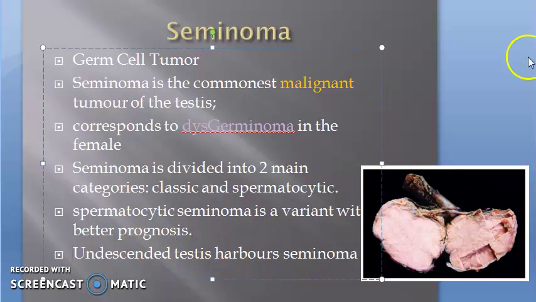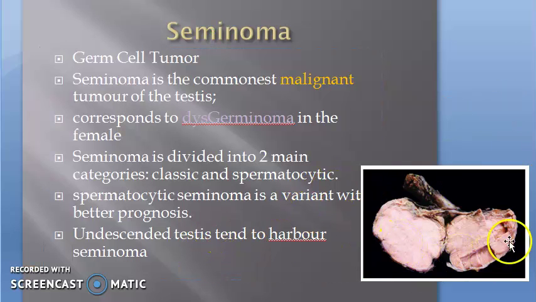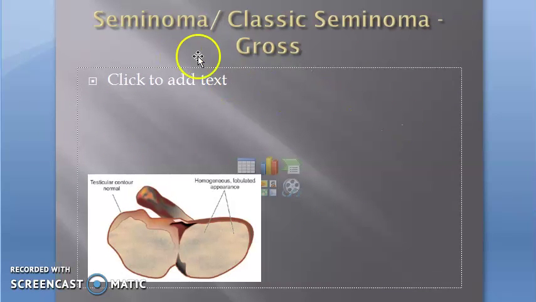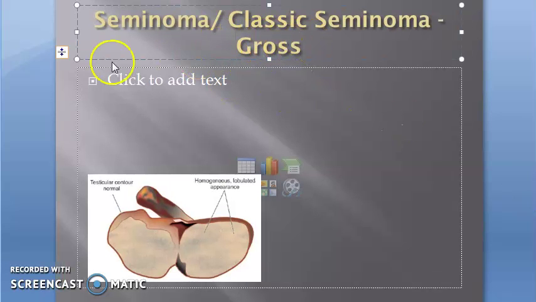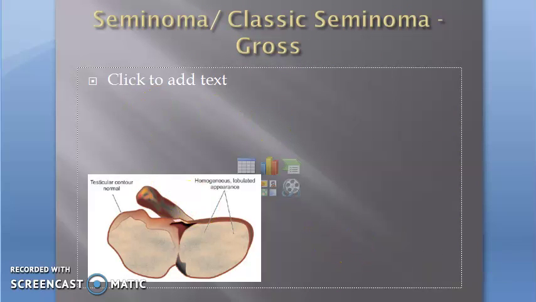Undescended testis harbors seminoma. Not always, but they tend to harbor seminomas. Now let us look at the classic seminoma gross, and then we want to look at the microscopy. Okay, in this video, that's what we are going to look at, gross and microscopy.